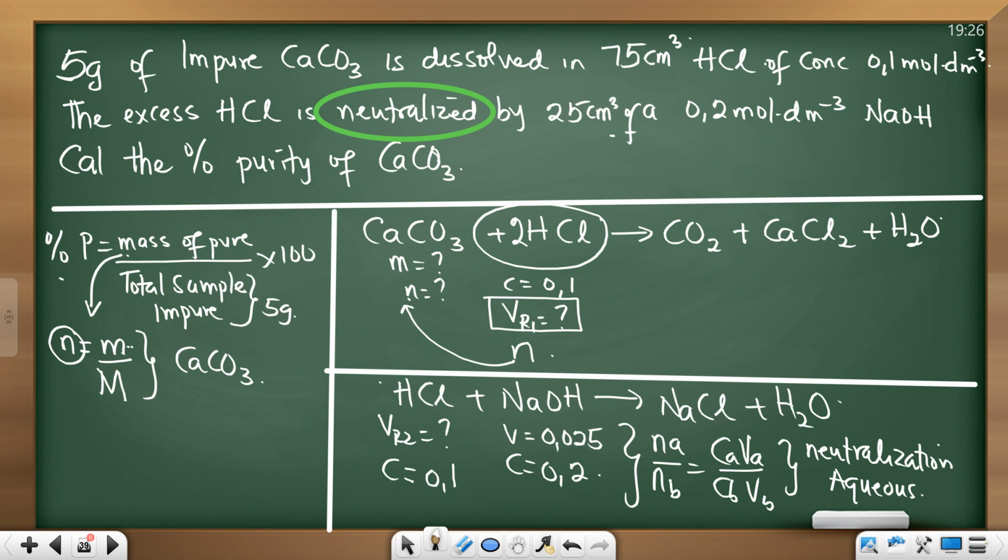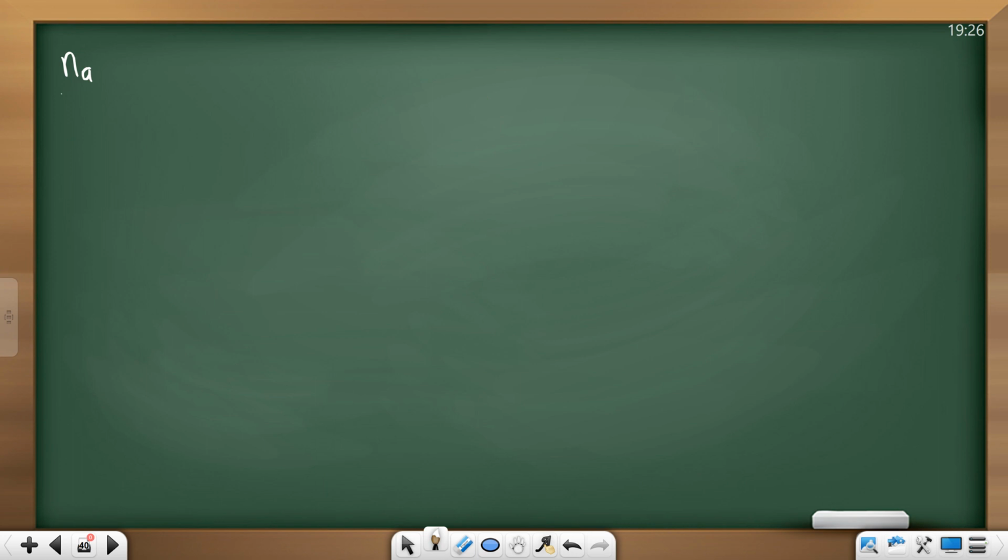Na, what is the number of moles of the acid? 1. What's the number of moles of the base? 1. 1 over 1. Do we know the concentration of the acid? 0.1. Do we know the volume of the acid? No. Do we know the concentration of the base? Do we know the volume of the base? 0.25. What do you give me as answer? Na over Nb equals to what? 1 over 1. Do we know concentration? 1. Volume of the acid? Unknown.